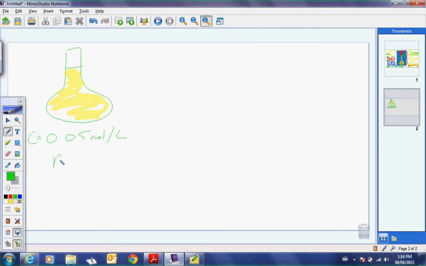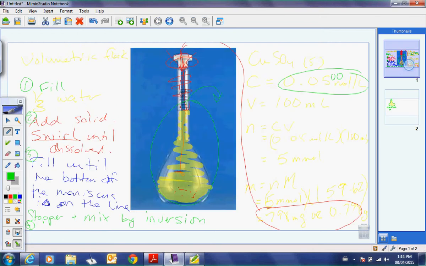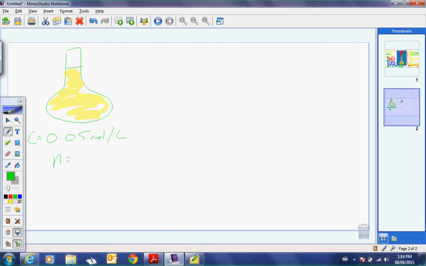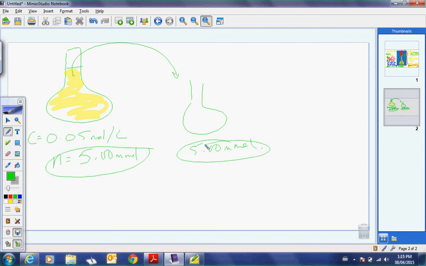The number of moles in here was, tell me again? The number of moles that you made? 159. Yeah, 159. No, that's a mass. 5 millimoles. 5 millimoles. Okay? And if I were to dilute it and take this and put it into a new volumetric flask, it would still have 5.00 millimoles. So your number of moles is the same. Your volumes are different, and so the concentrations are different.